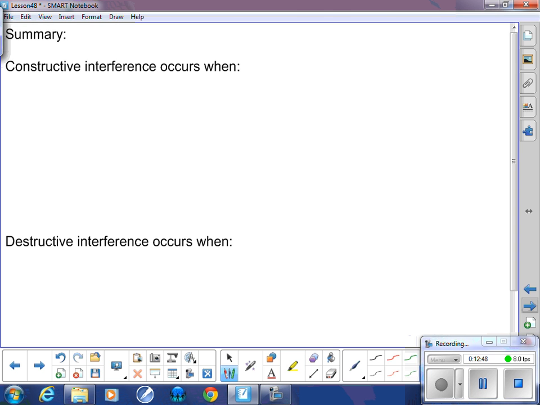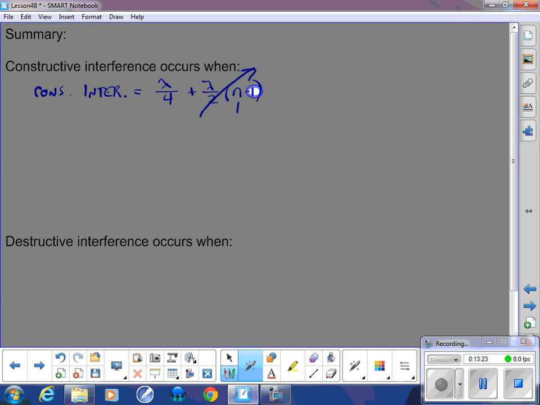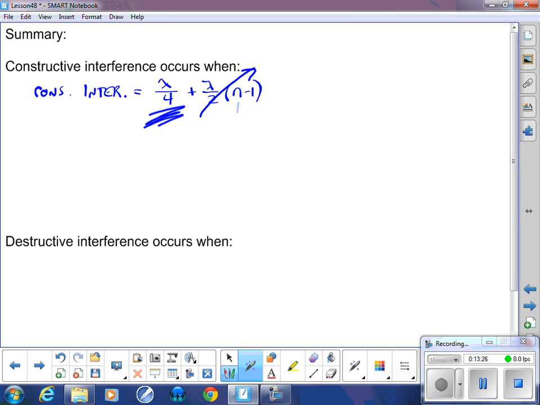So when you go and do the calculations for this, constructive interference is equal to lambda over 4. That's the first time it occurs, plus every half lambda. And then to fill out the pattern, we put in this n minus 1, because the first max occurs at lambda by 4. So if n is 1, the first max, this term goes to 0. So that means your answer would be lambda over 4.